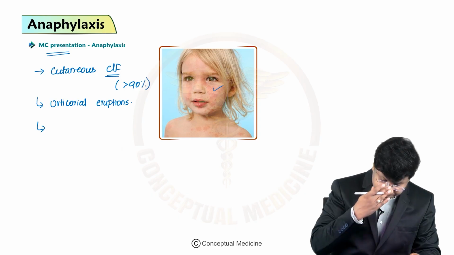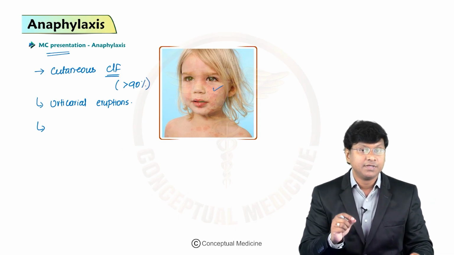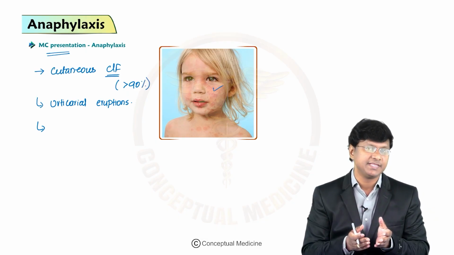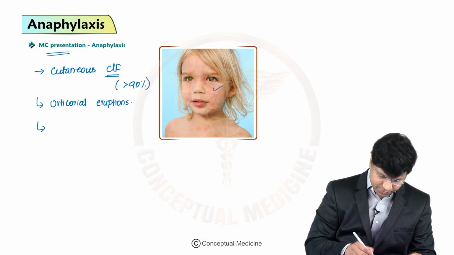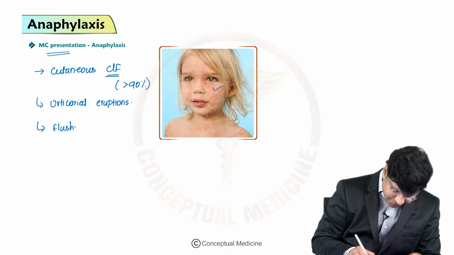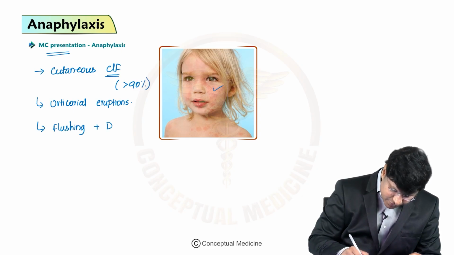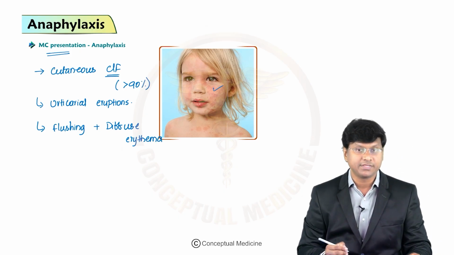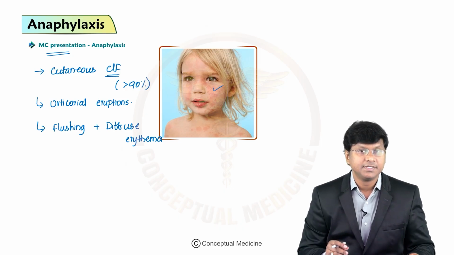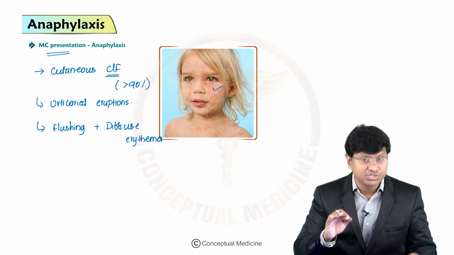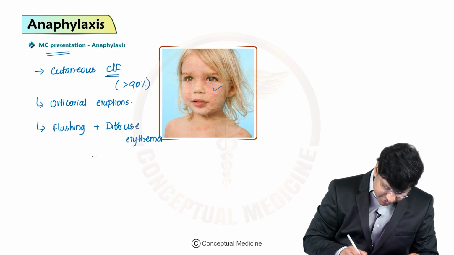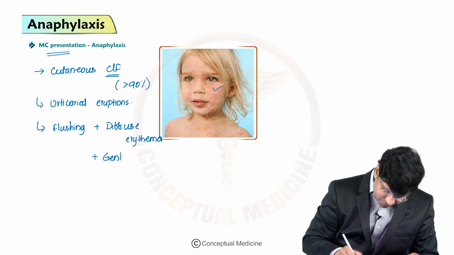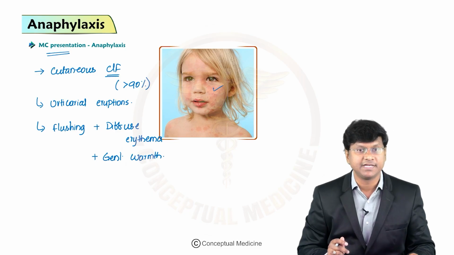And apart from this, flushing with diffuse erythema is another important manifestation. Flushing with diffuse erythema, in the sense that is redness of the skin, and a feeling of generalized warmth is another important manifestation of anaphylaxis.